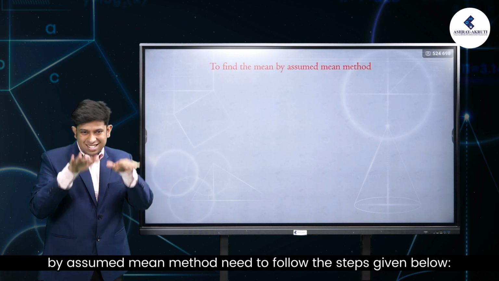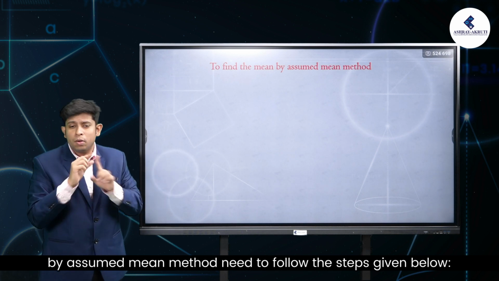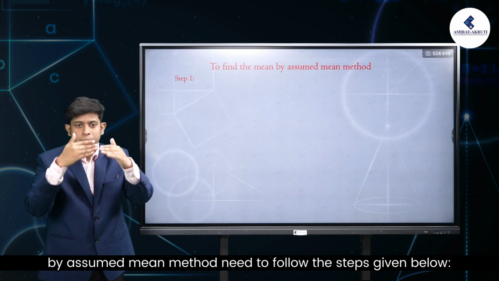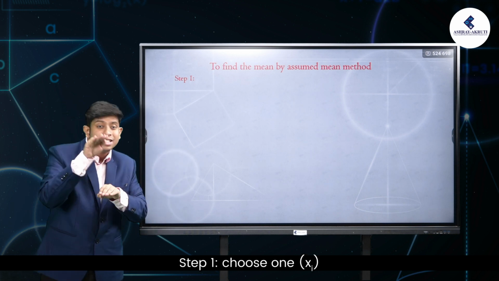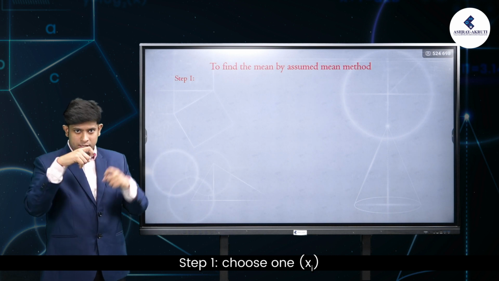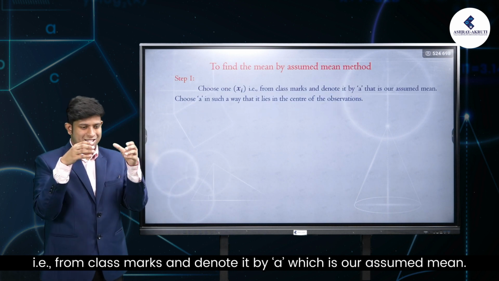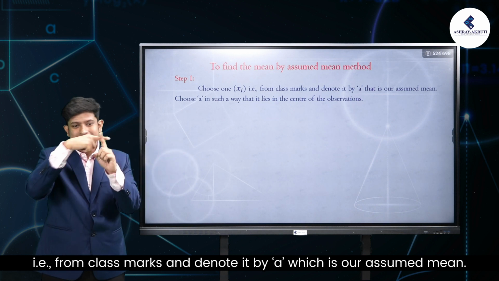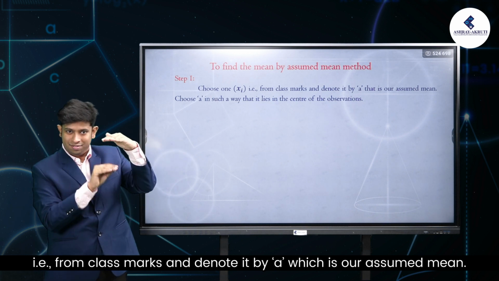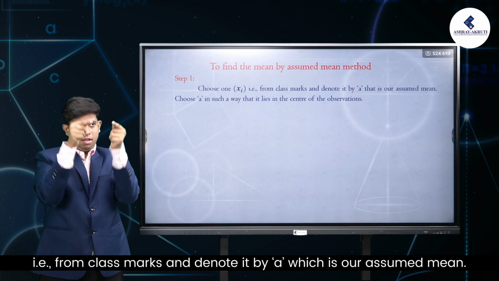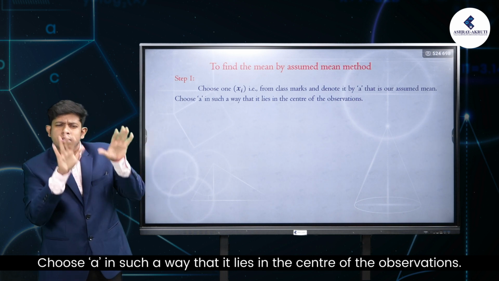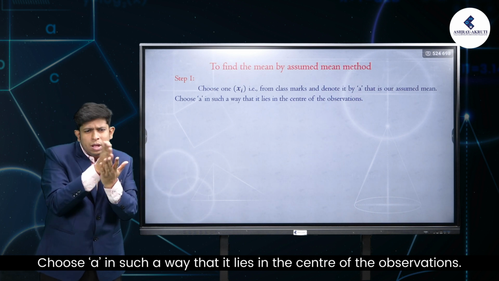To find the mean by the assumed mean method, we need to follow the steps given below. Step 1. Choose one xi, that is from class marks, and denote it by A, which is our assumed mean. Choose A in such a way that it lies in the center of the observations.